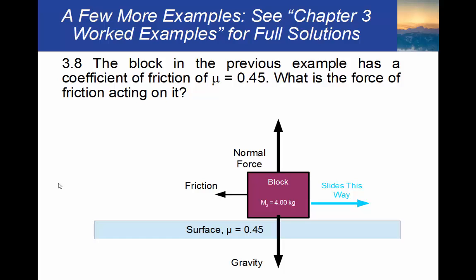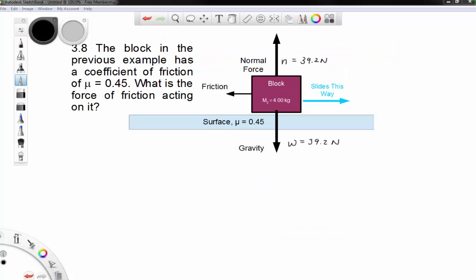All right, follow-up question to that last one. The block is now sliding on a surface that has a coefficient of friction of 0.45. So what is the force of friction which is acting on this block if that's the case? So let's give friction a label. I'm going to label it as lowercase f for friction.